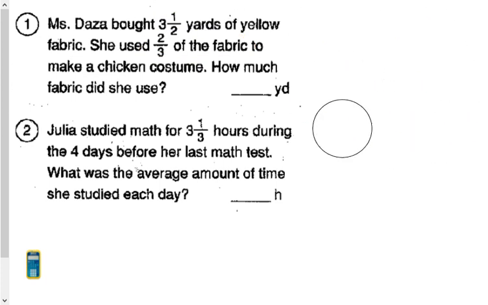All right, so looking at our next problem. So for our next problem, it says, Julia studied math for 3 1/3 hours during the 4 days before her last math test. What was the average amount of time she studied each day? When it asks the average amount each day, what it means is if she studied the same amount each day, then how much did she study each day? Pause, think about what you would want to do, and hit play when you're ready.